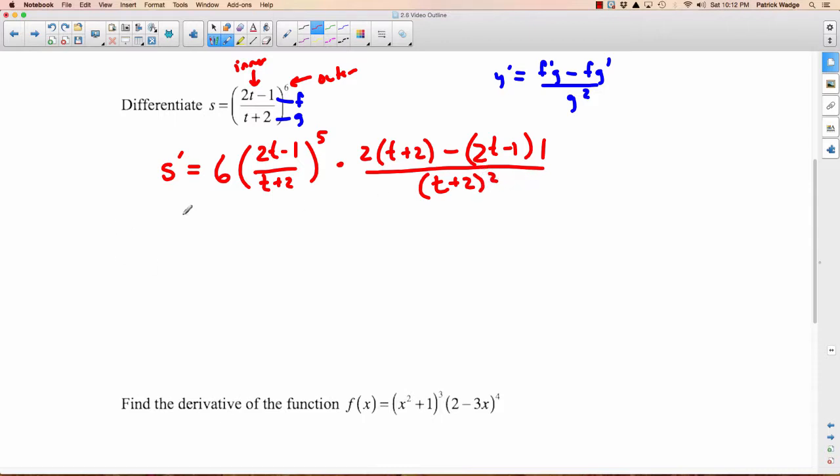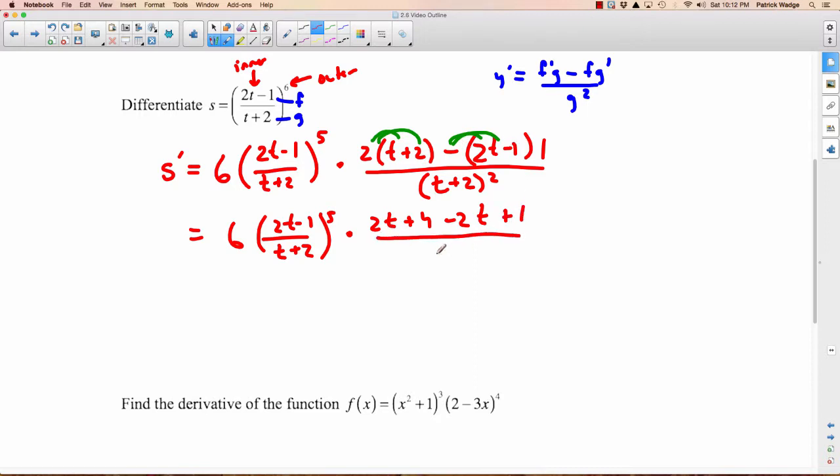Okay, let's simplify. I don't think for now we should do anything at the start here. Let's just leave all this. The part we can simplify is this bit, because we can expand here, expand that negative 1 there, and we'll see what we can combine. So we have, remember this is times, 2t plus 4, and then minus 2t, and plus 1. Negative 1 is plus 1, all over t plus 2 squared.